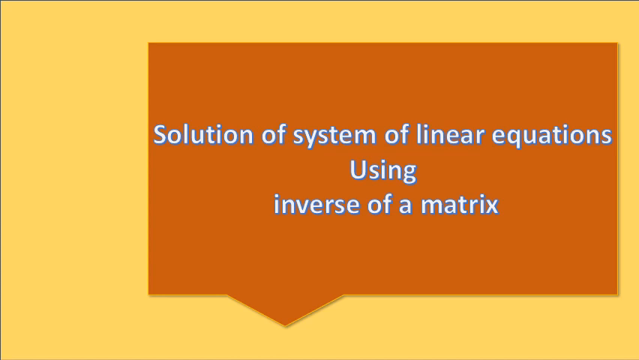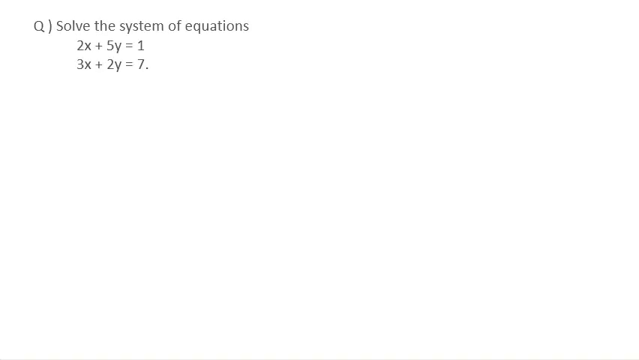Hi all. Today we will learn how to find the solution of a set of linear equations using the inverse of a matrix. Here is a question. Solve the system of equations 2x plus 5y equal to 1, 3x plus 2y equal to 7. That is, we need to find the unknowns x and y which satisfy these equations. So here we will find the solution using the matrix method.